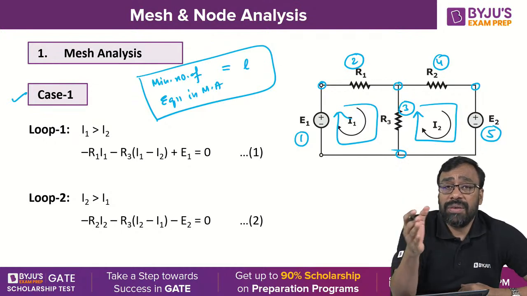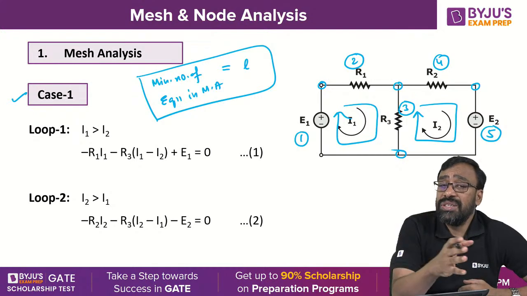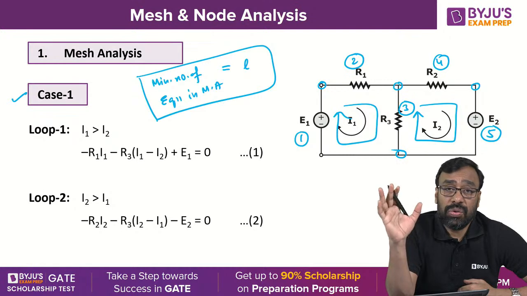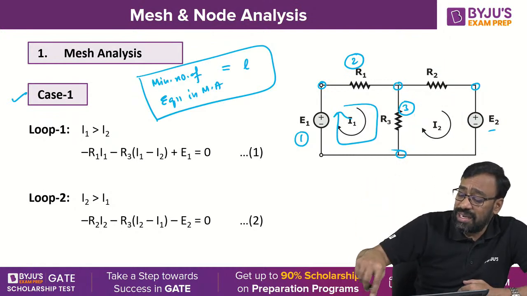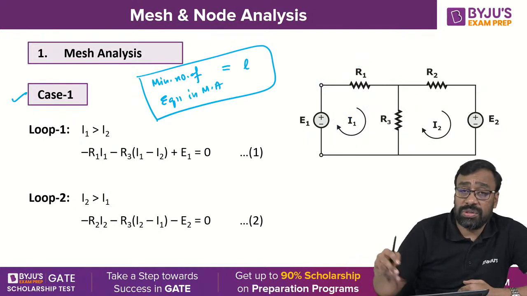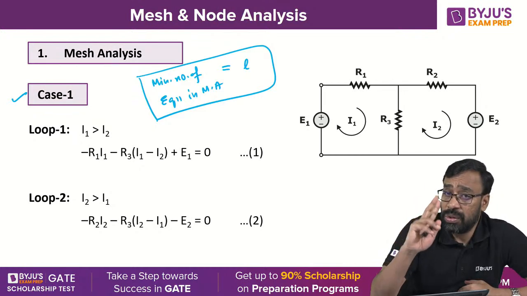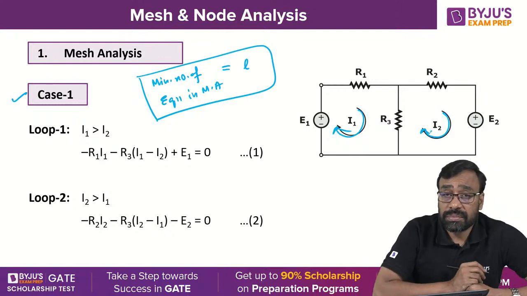The minimum number of equations required to solve any given network using mesh analysis is equal to the number of fundamental loops. While applying mesh analysis, you can select any loops out of these 3 loops, but you have to select only 2 loops, because fundamental loops are only 2. So in the first case, I'm selecting loop 1 and loop 2 here. This is the loop current.